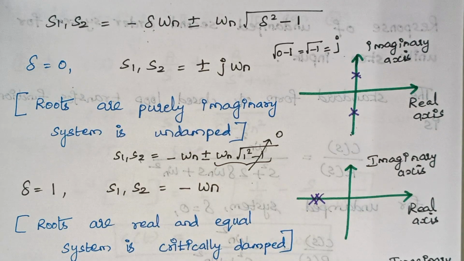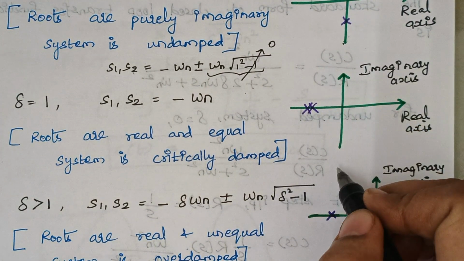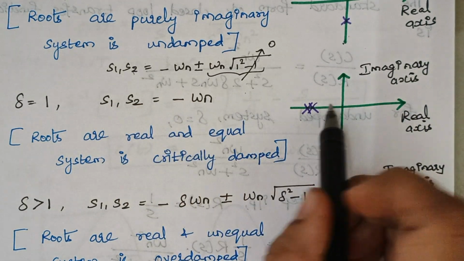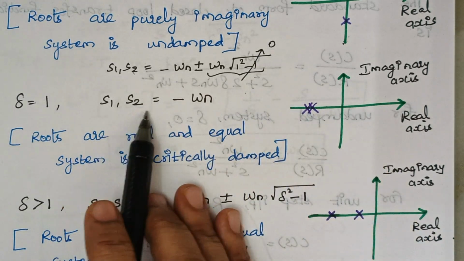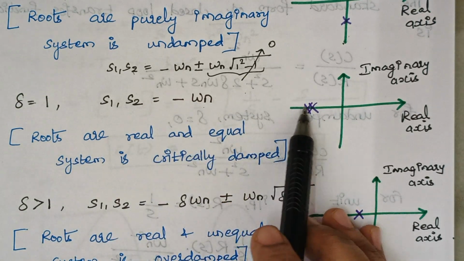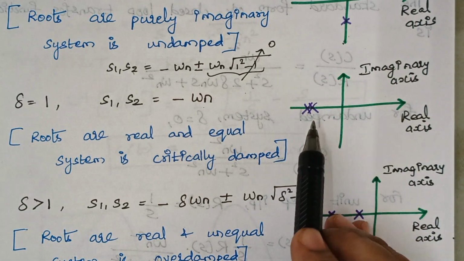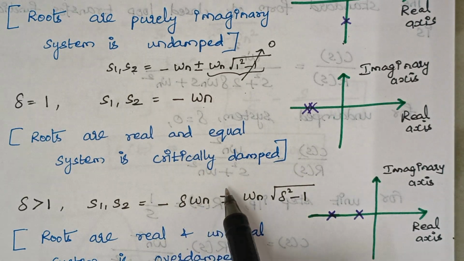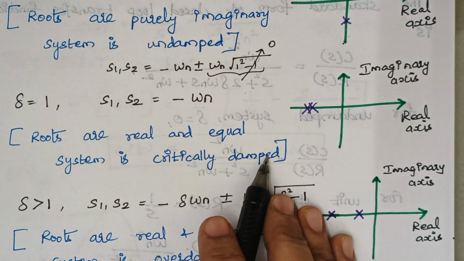So here when you locate the roots, again this is your real axis and this is your imaginary axis, that is S1 is equal to minus omega n, and S2 is also equal to minus omega n, that is both the roots are equal. So here the roots are real and equal because the roots lie on the real axis. So for this case the system is said to be critically damped. What is meant by critically damped? This system will have no oscillations, critically damped, right?